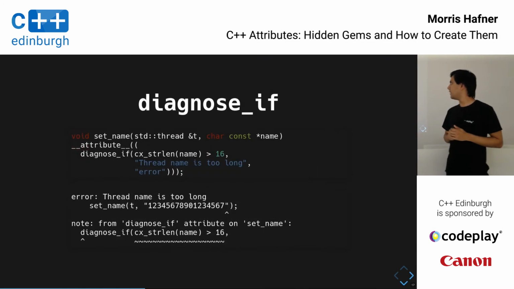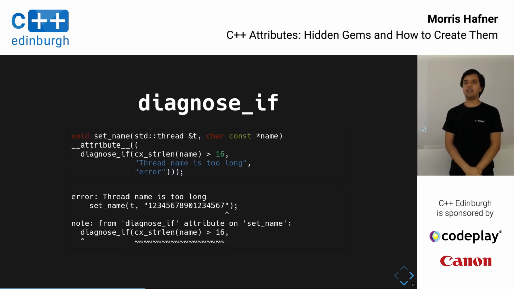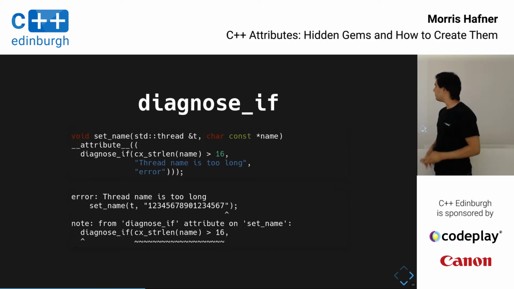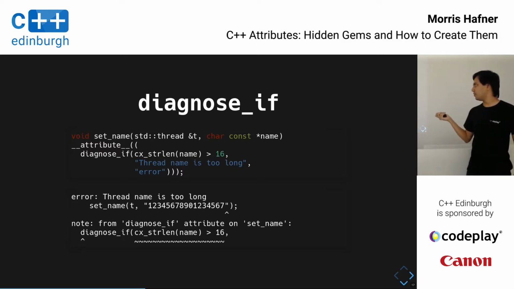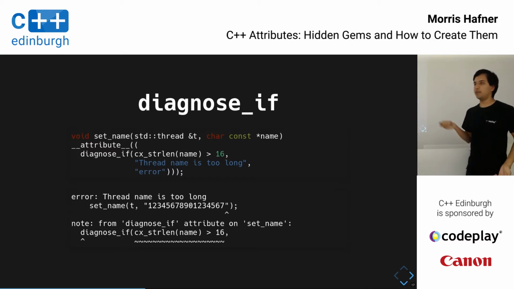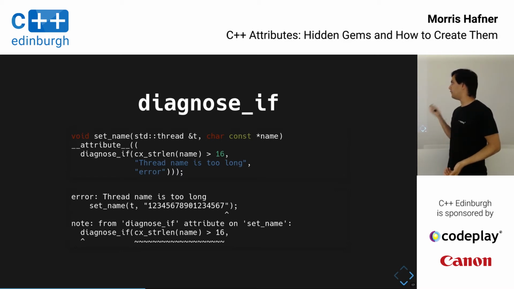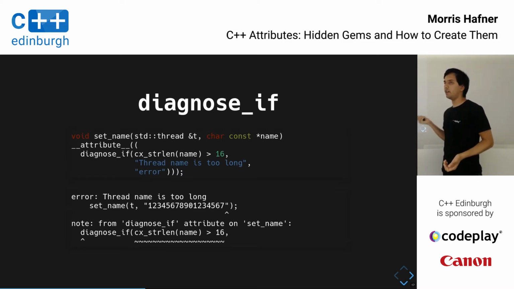But there's an attribute called diagnose_if in Clang. And with that, you can evaluate constant expressions on top of these regular function declarations. And then if the condition is true or false, it will either emit a warning or an error. You can decide what you want to do. And here I just implemented a constexpr version of string length, and then I pass in the pointer here, and if it is evaluatable at compile time, Clang will do so. And if it evaluates to true, it will trigger a compile time error.